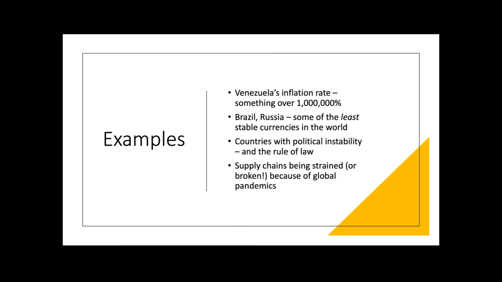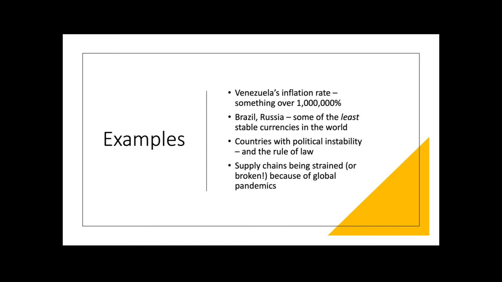What are some examples of things that you need to be aware of? Well, if you were thinking of doing business in Venezuela, you have to be aware that Venezuela's inflation rate is something over 1 million %. I mean, it's just sort of staggering. It boggles the mind to even say that on this slide.